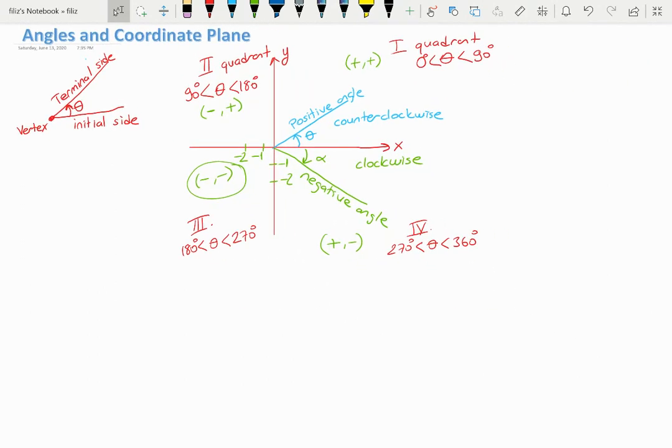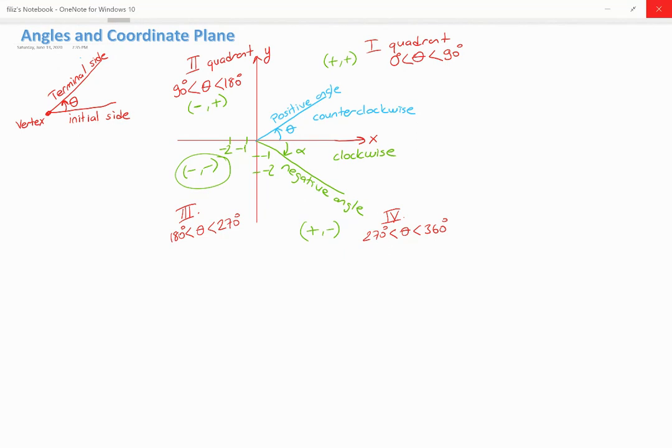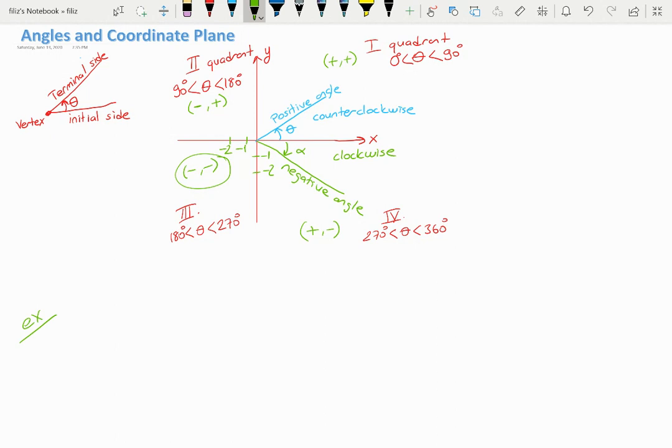Let's continue talking about angles. Angles that are in the same place on the coordinate plane are called coterminal angles, which means they are actually the same angle. What do I mean by this? For example, I have 60 degrees. Can I say 420 degrees equals 60 degrees? Let's think about the coordinate plane again. So 60 degrees, something like that.